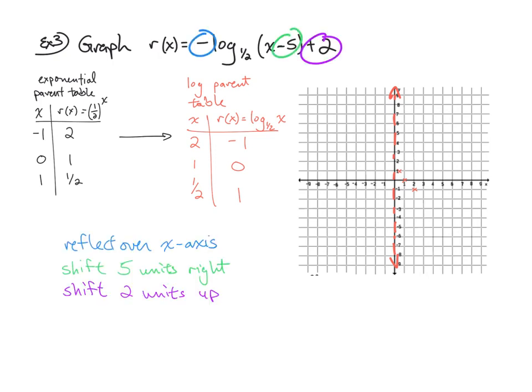Okay, here I have them color-coded. The blue circle here is for reflect about the x-axis. I've got the -5 here in green, which would tell us to shift 5 units to the right. Again, even though the -5 looks like it's over here, it is actually telling us to move to the right, because if you set the argument equal to 0, you will get x equals 5. So we're moving everything to the right 5 units. And here the +2 tells us to shift 2 units up.